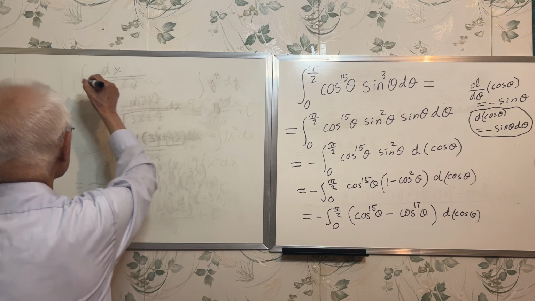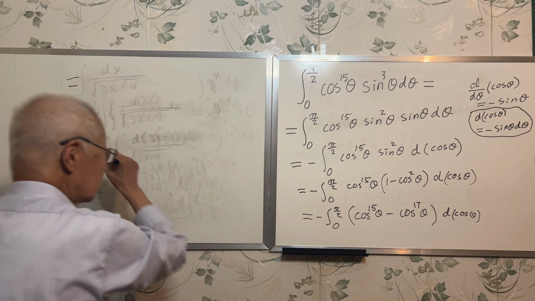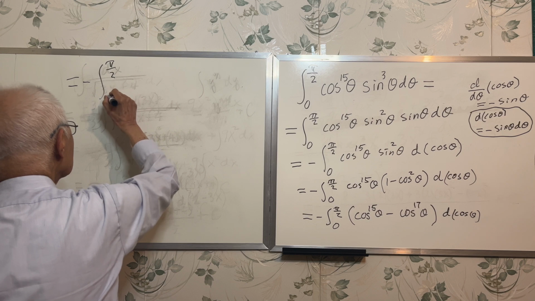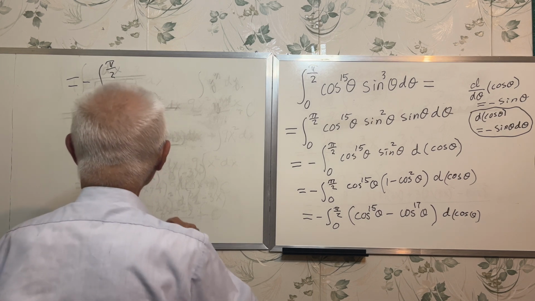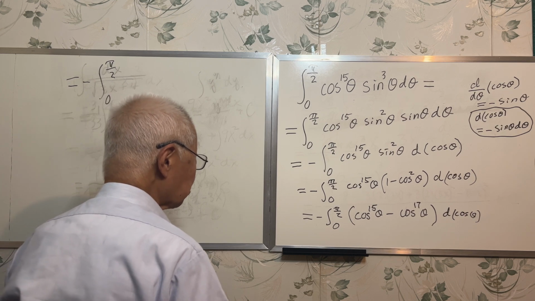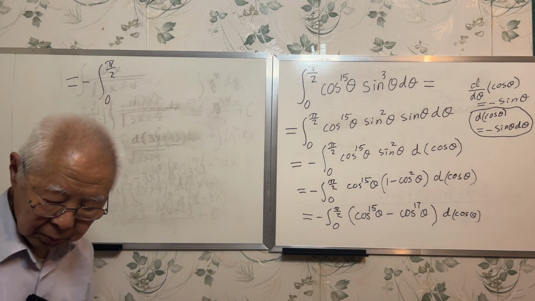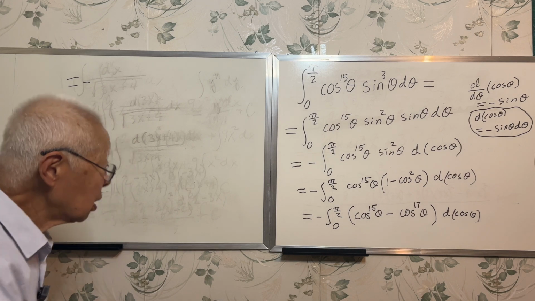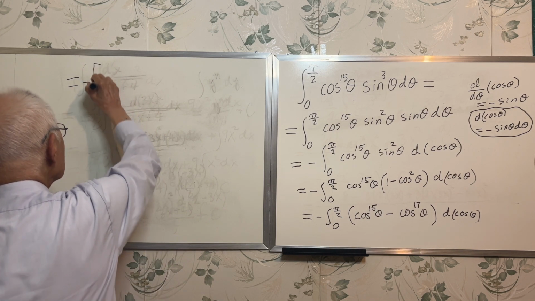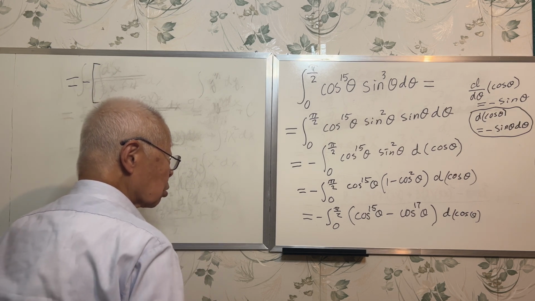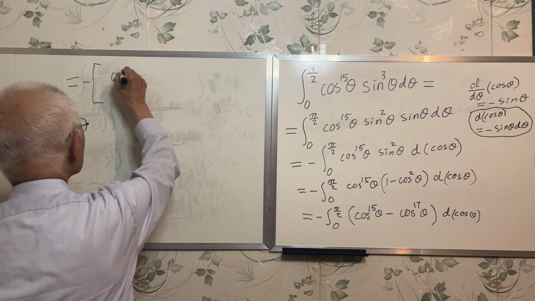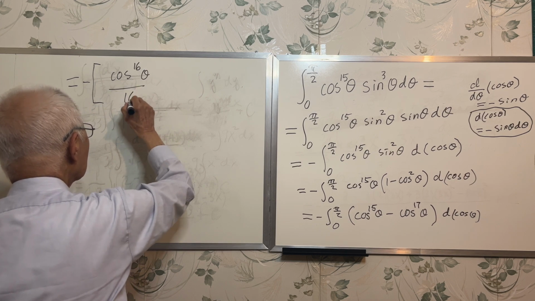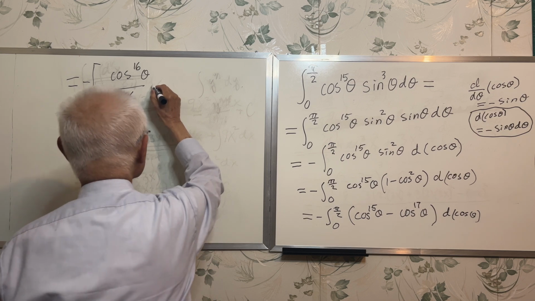Okay, let's continue on this part of the board. And then you have, I can do it quickly. Let's use power rule quickly. So I have cosine to the 16, minus 18.